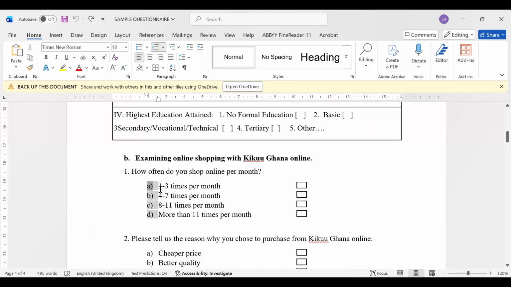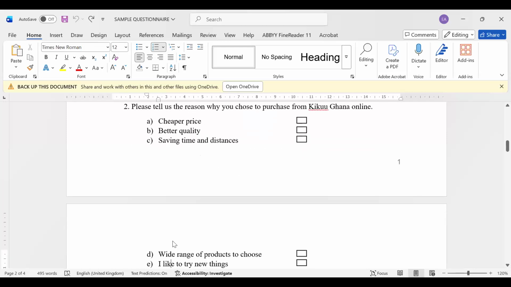You see that the gaps are consistent. The gap 1 to 3, 4 to 8. And this is coming from literature. The questions they used were informed by the literature. Because you see, "tell us the reason why you choose."